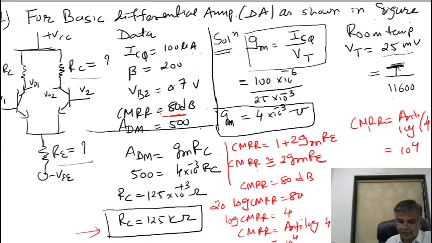From CMRR, this equation you can calculate the RE, but CMRR they have given in dB, so I have converted dB into a normal value. 20 log CMRR is equal to 80, log CMRR is equal to 4, CMRR is equal to antilog 4. I have written here, it is not coming in the slide. So antilog 4 is 10⁴. So the value of CMRR you get this value.